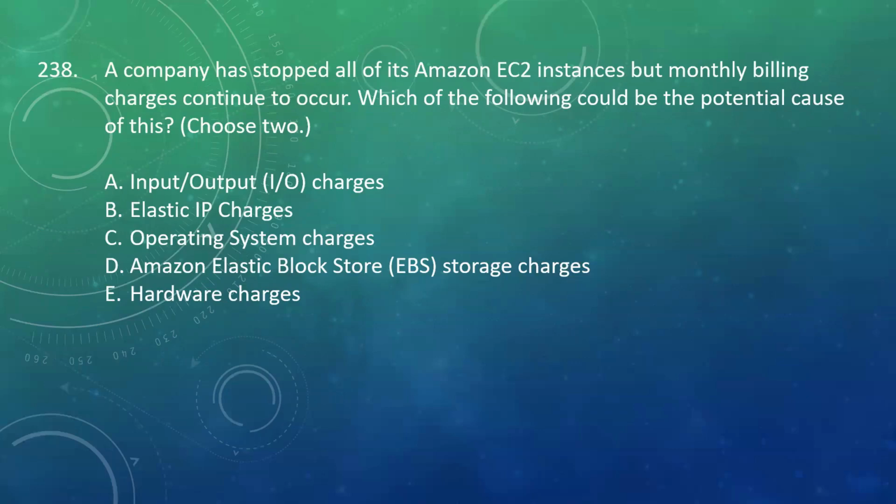If Elastic IP addresses are associated with a stopped instance, they are subject to charges. Then the EBS volumes are billed separately from EC2 instances, and the charges continue as long as the volume exists. So it doesn't matter if the instance is stopped.